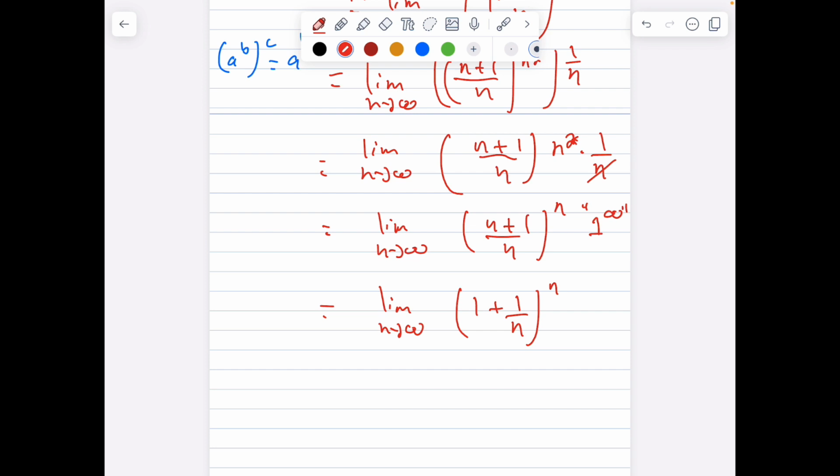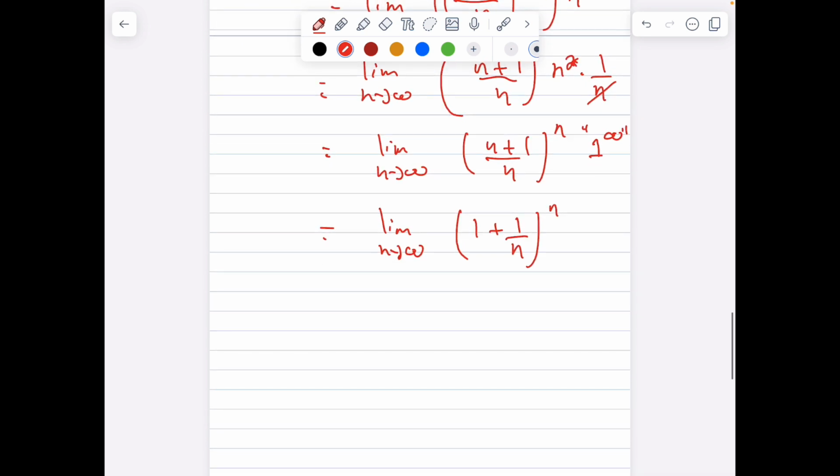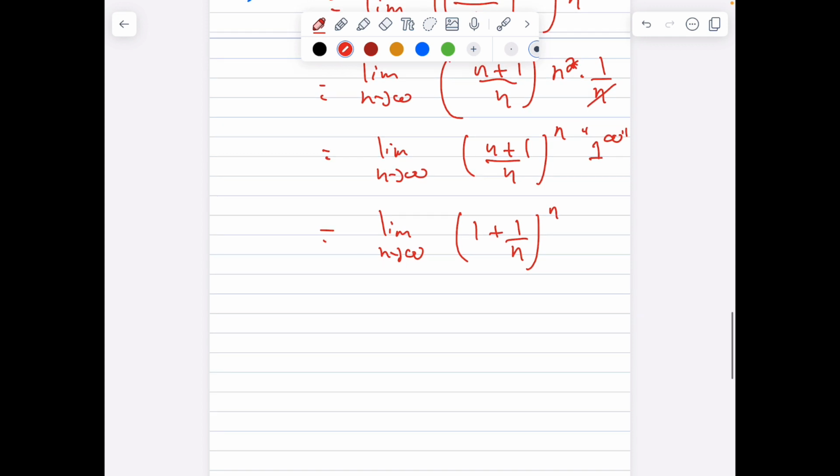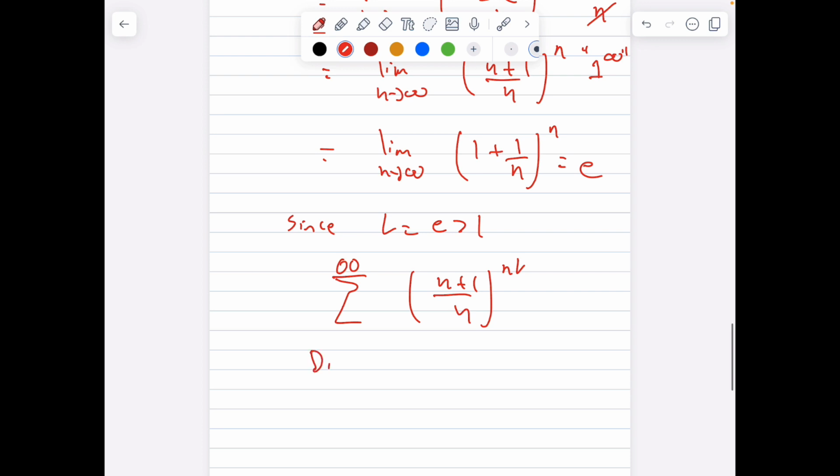If you rewrite that expression, the quantity n plus 1 over n to the nth power, it's like saying 1 plus 1 over n, all raised to the nth power, and that's equal to e. Okay, so it's very nice to recognize that limit because it comes up often here. And since e is our limit, it's greater than 1, so the series diverges. So the series of n plus 1 over n to the n squared diverges by the root test.